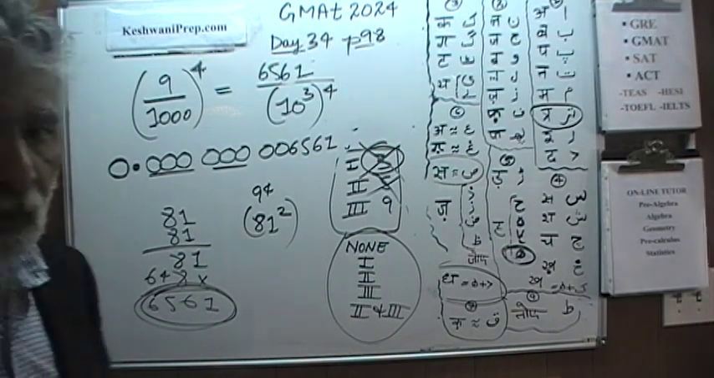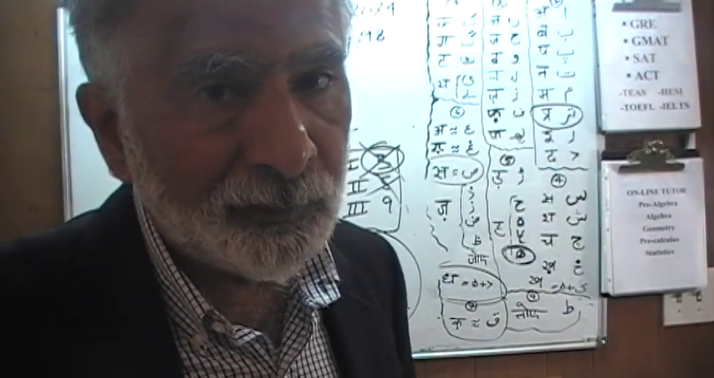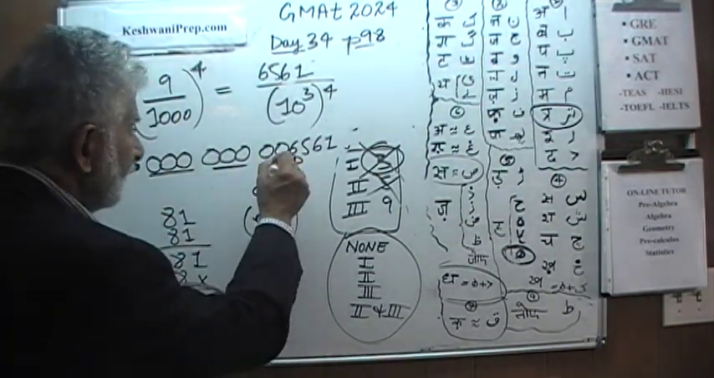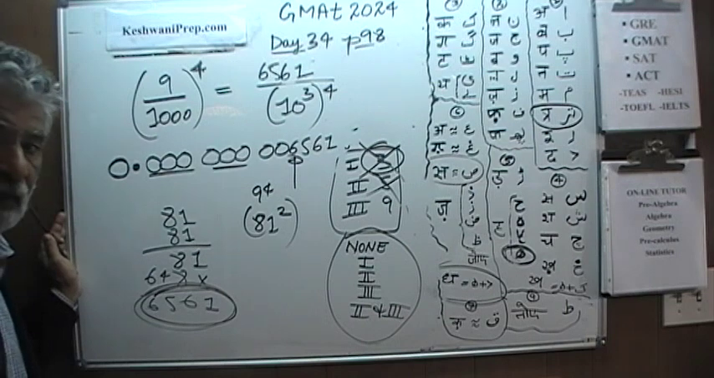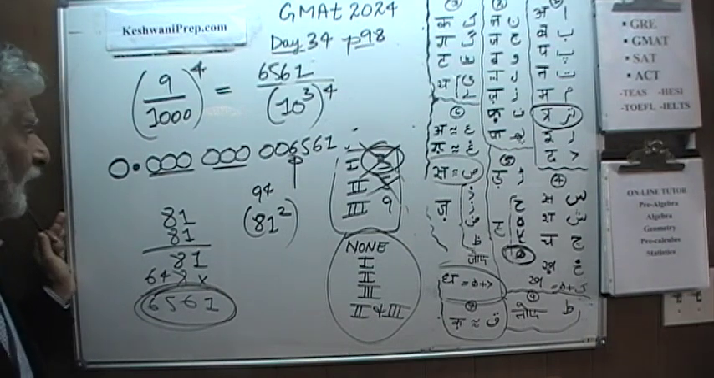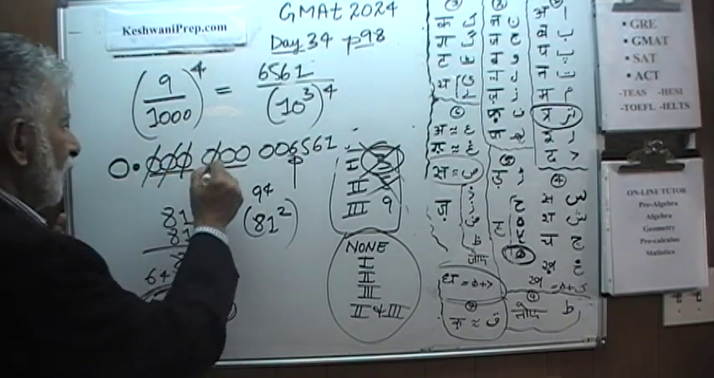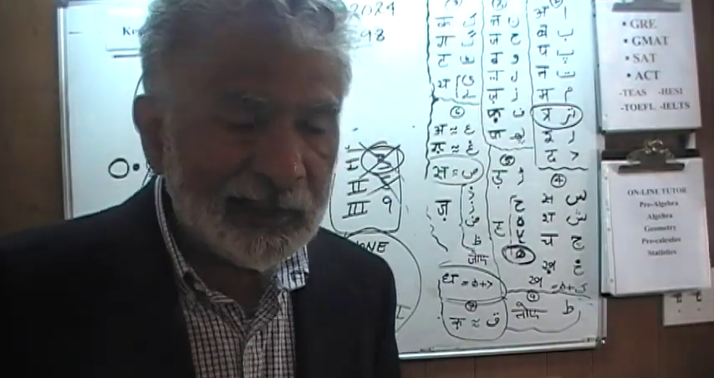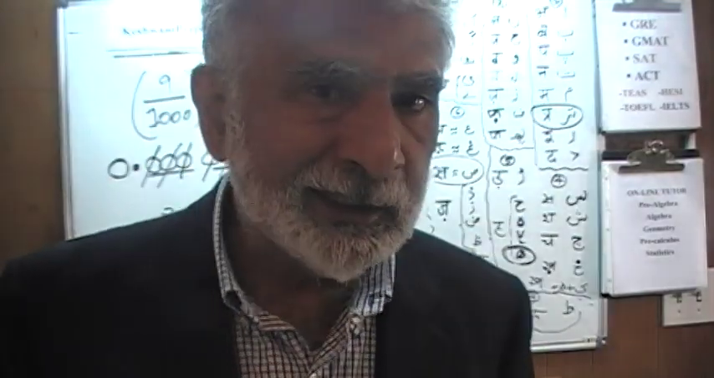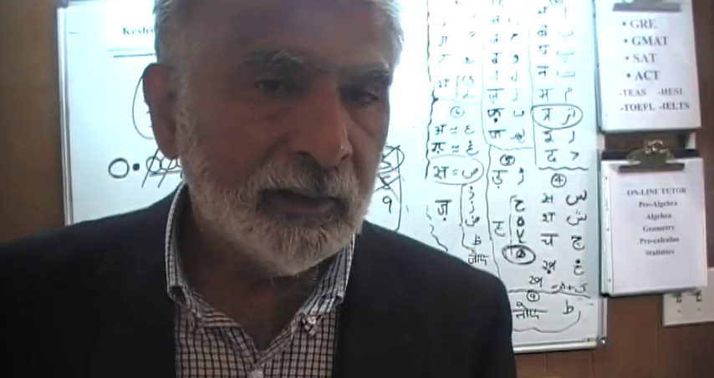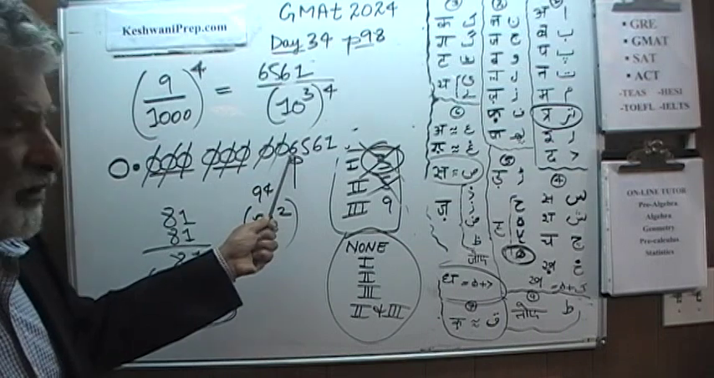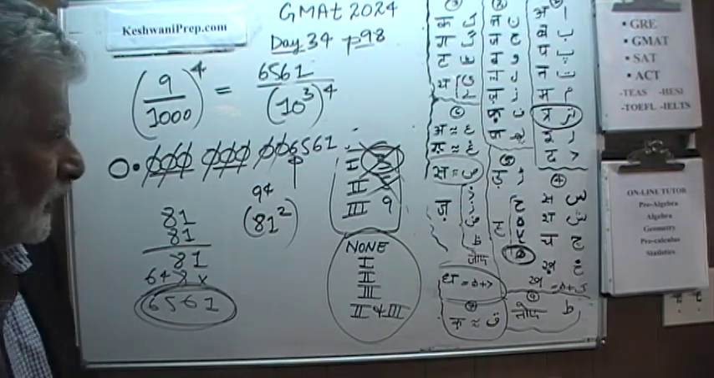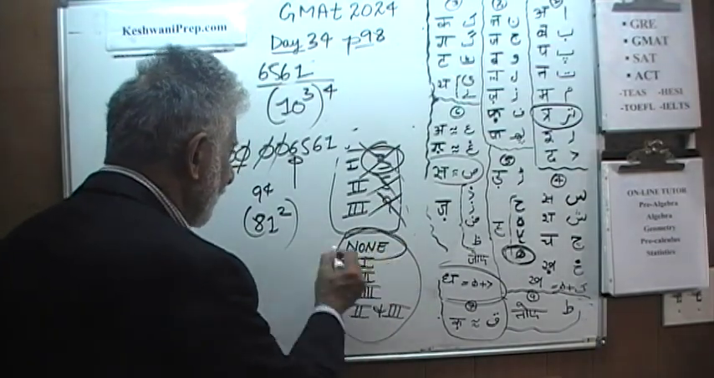Do we have fewer than 8 zeros between the decimal point and the first non-zero digits? The answer is no. We do not have fewer than 8 zeros. We have exactly 8 zeros: 3, 4, 5, 6, 7, 8. The question did not say 8 zeros. The question said fewer than 8 zeros between the decimal point and the first non-zero digits, and we have 8 zeros here. Not fewer than 8. It does not work either. The answer is none.